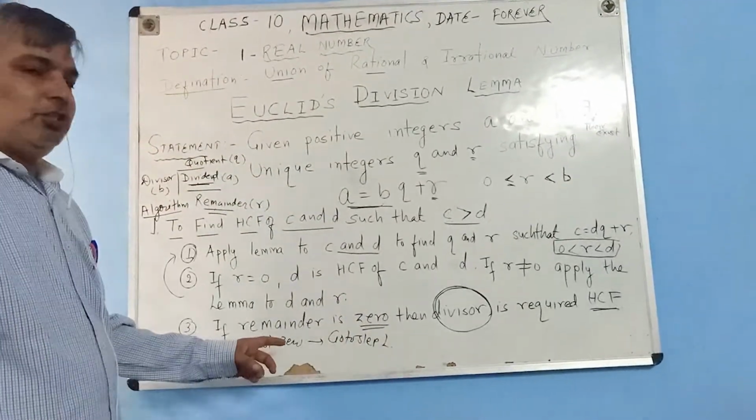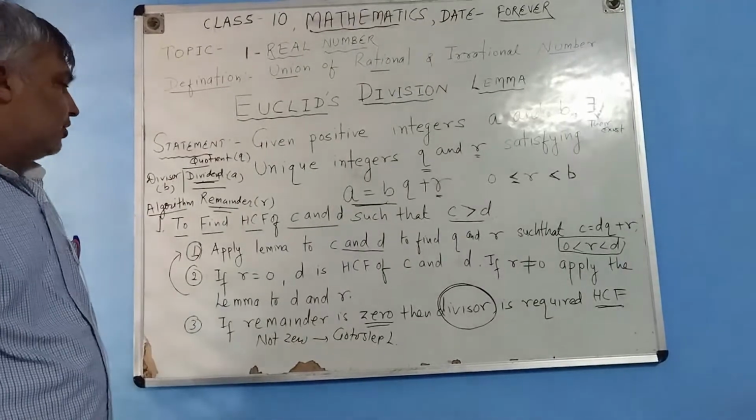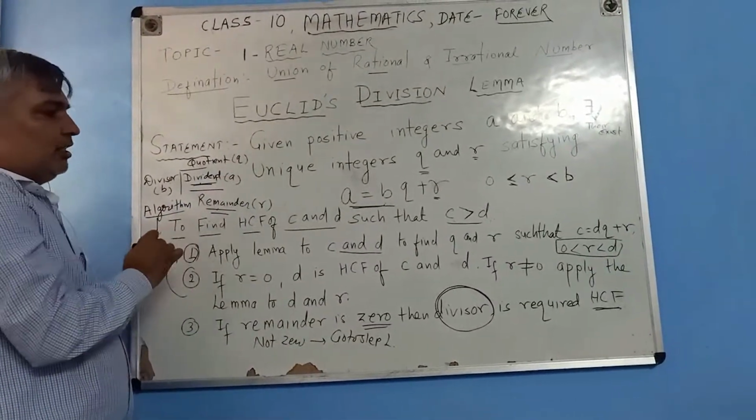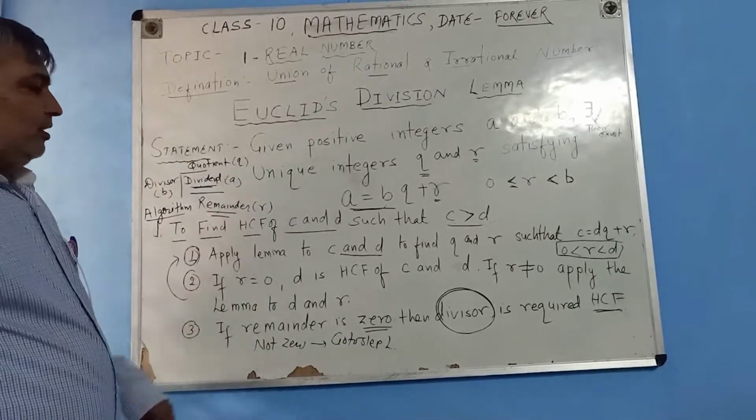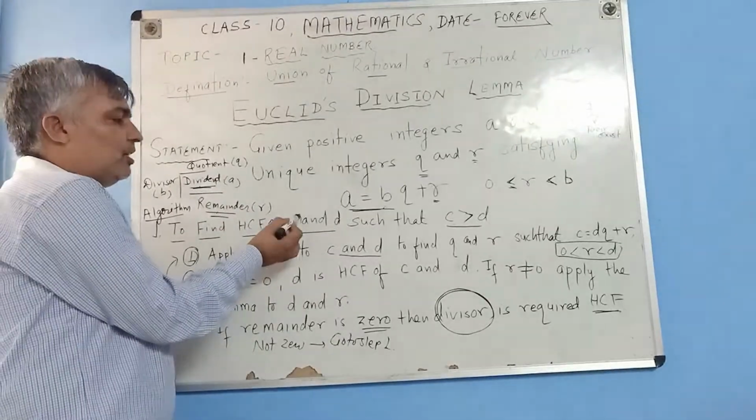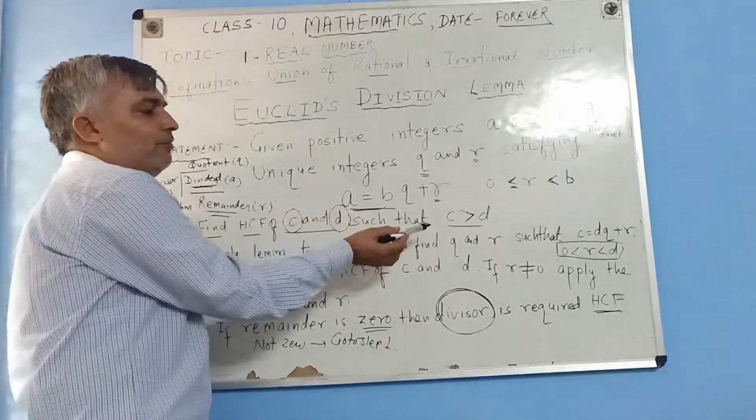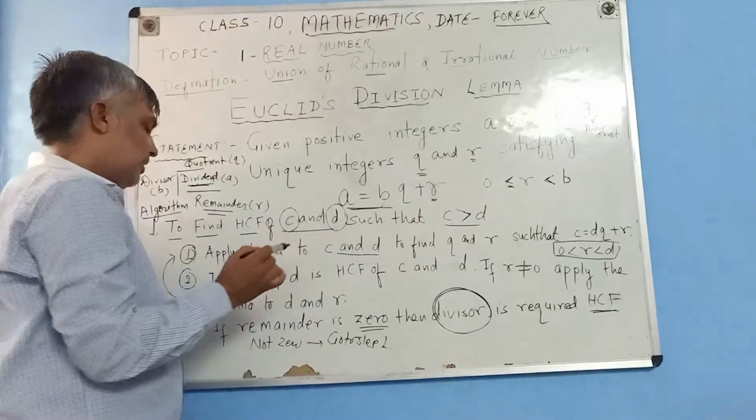If the remainder is not 0, then go to step first. So this is the algorithm, or the use of Euclid's division lemma, to find the HCF. I am repeating again: to find the HCF of any numbers C and D, there are two numbers C and D. First of all, we have to find which number is greater. C is greater than D.